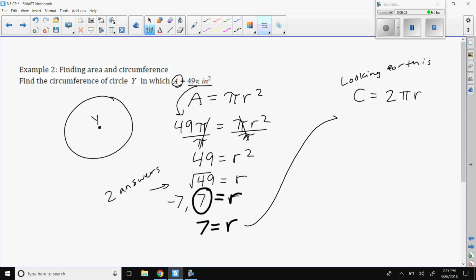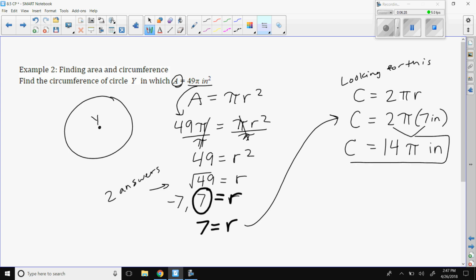Now I can use this for my circumference. I've got c equals 2 pi, and then I'm talking about 7 inches here. Remember that I can multiply these two and leave pi right as it is. Circumference equals 2 times 7, which is 14 pi inches. Again, I know this looks a little silly with the pi, but I'm going to leave it just like this for our answer.